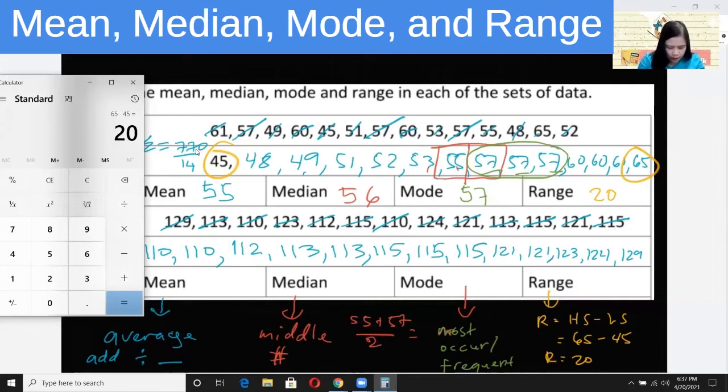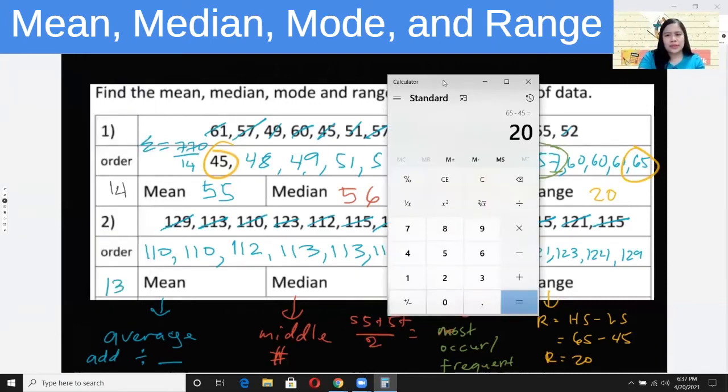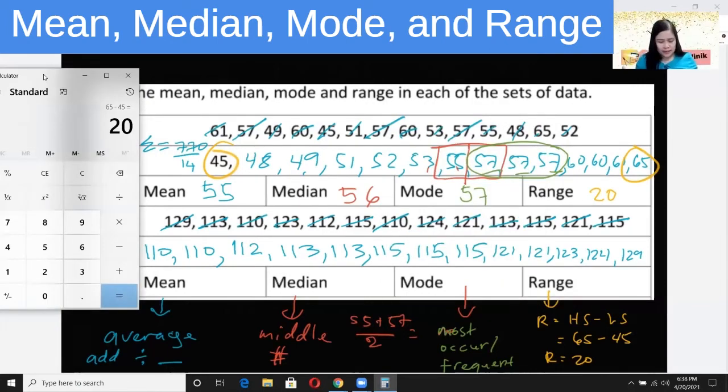We have 1, 2, 3, 4, 5, 6, 7, 8, 9, 10, 11, 12, 13. And the second one that we wrote in order, we have 1, 2, 3, 4, 5, 6, 7, 8, 9, 10, 11, 12, 13. So we have the same number. So we'll write 13 here, since we have 13 items in the given set of data. Then after that, we're going to find the mean, simply the average.